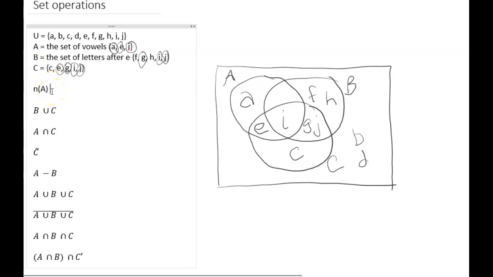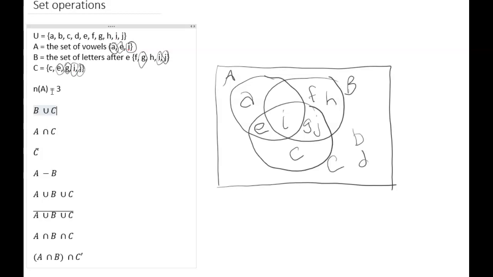Some set operations. Lowercase n, the technical term is the cardinality, but all that means is the number of elements in set A. So I'm going to count out the elements of set A: A, E, I, 1, 2, 3, and done. Maybe with an equal sign, then we'll be done.